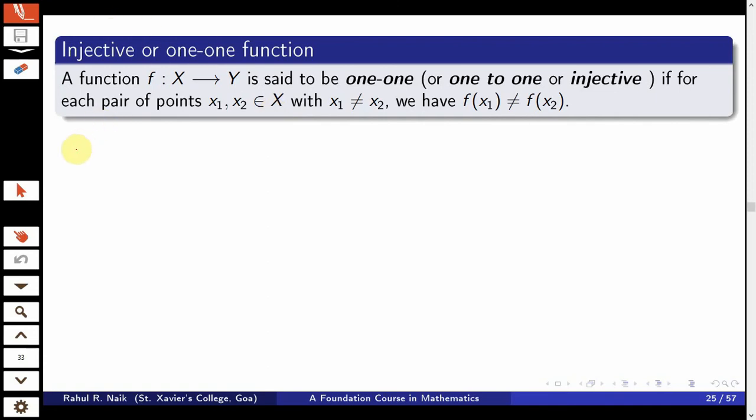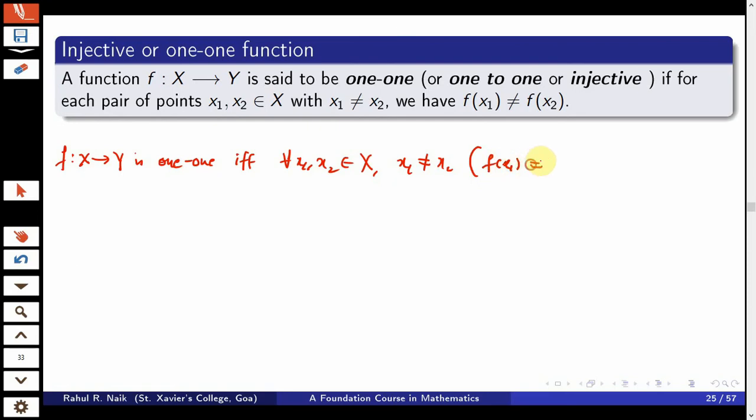So, we write this using quantifiers. f from X to Y is 1-1 if and only if for any two points x1 and x2 in X with the property that x1 not equal to x2, because if x1 is equal to x2, they are going to have the same image intuitively, f of x1 is not equal to f of x2.